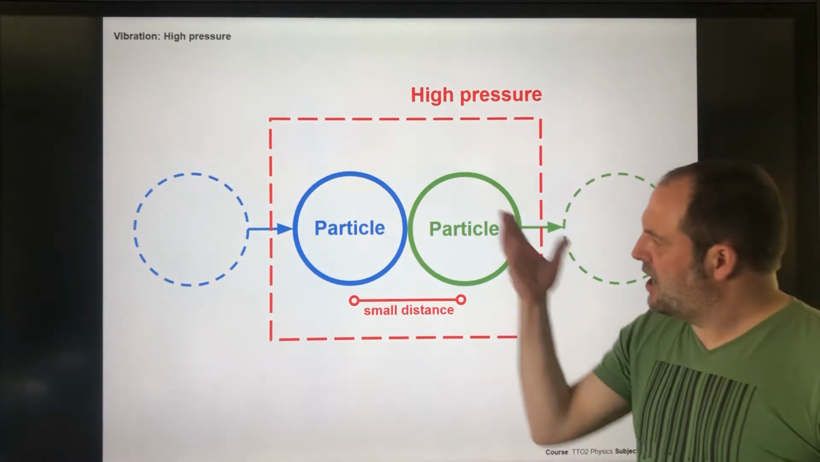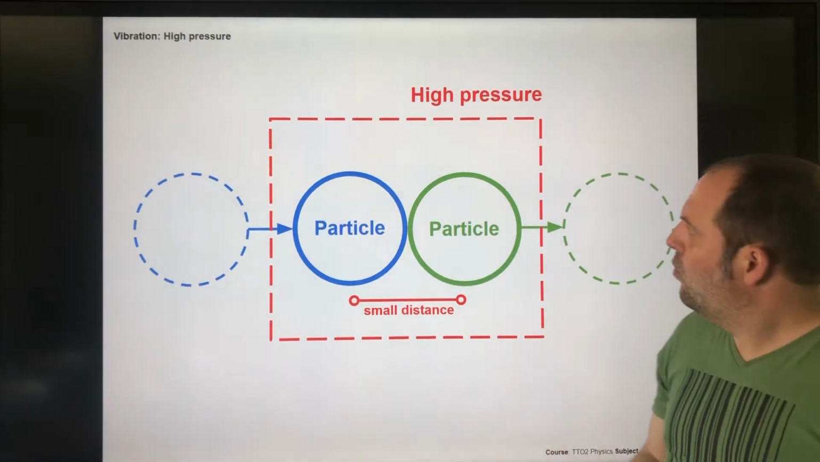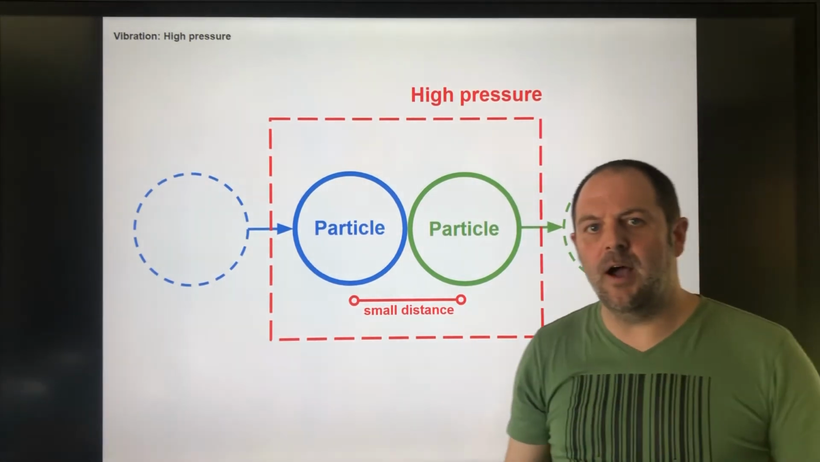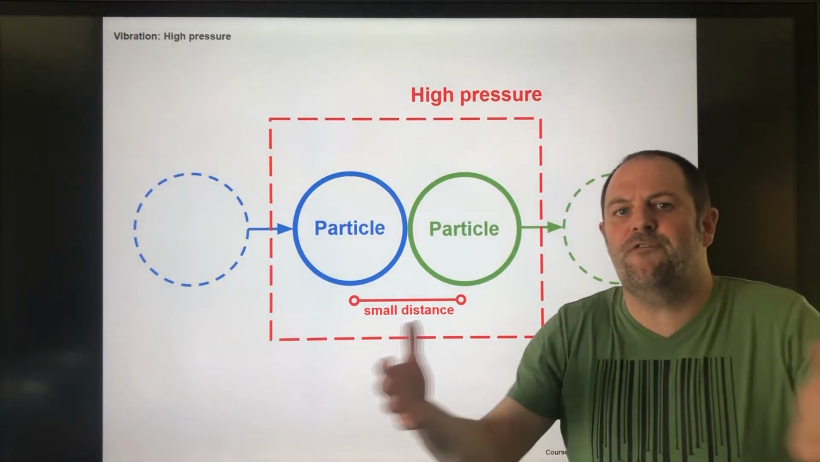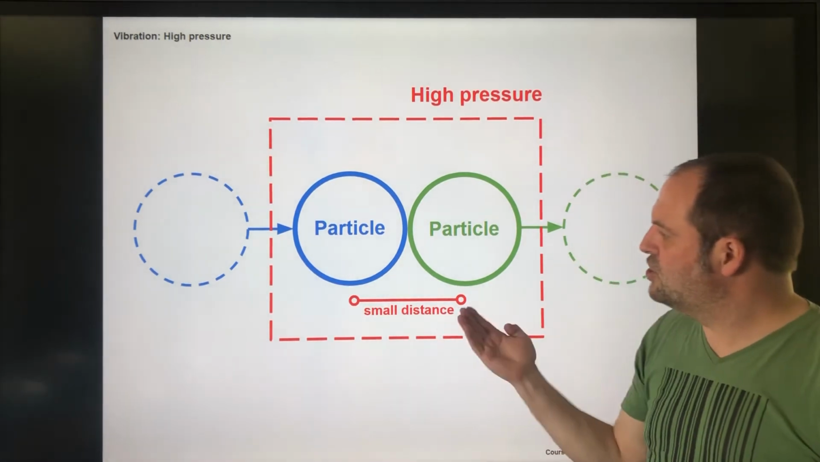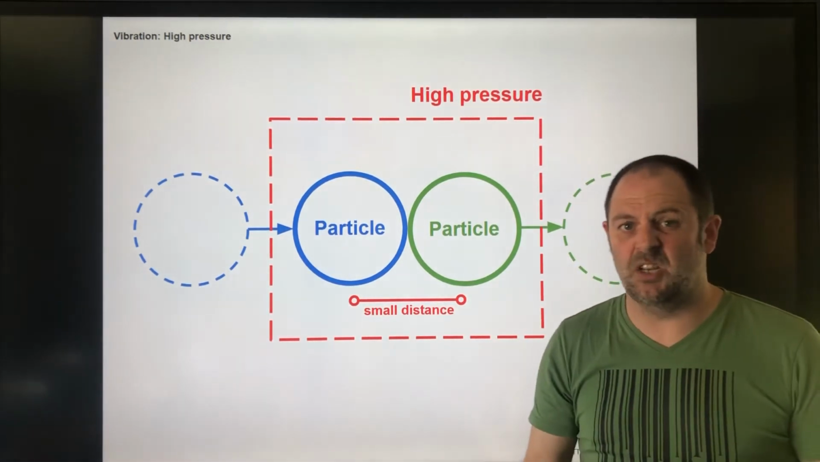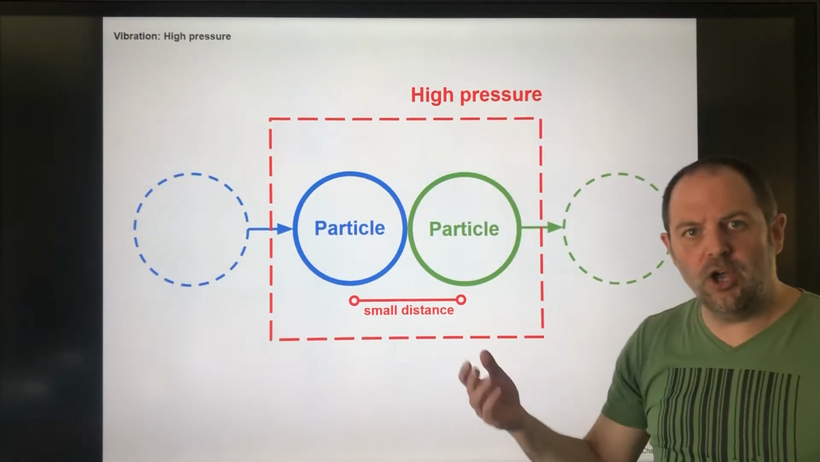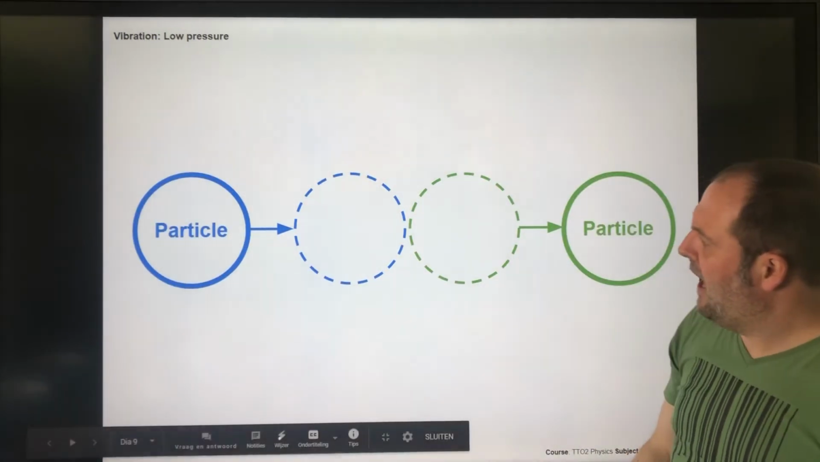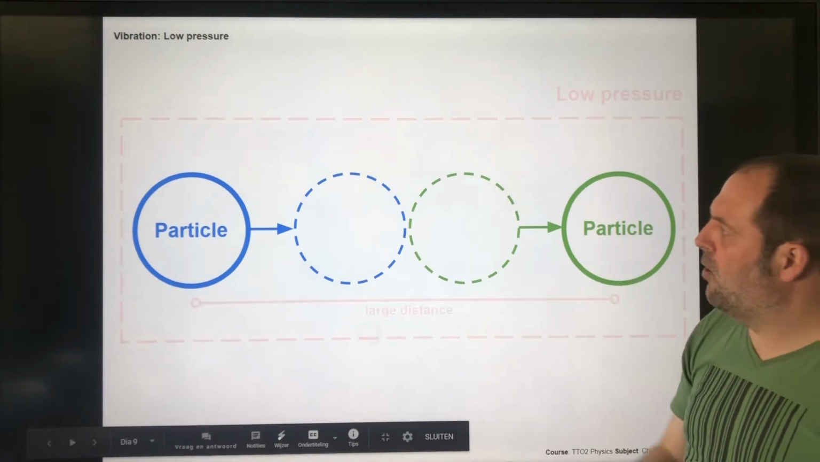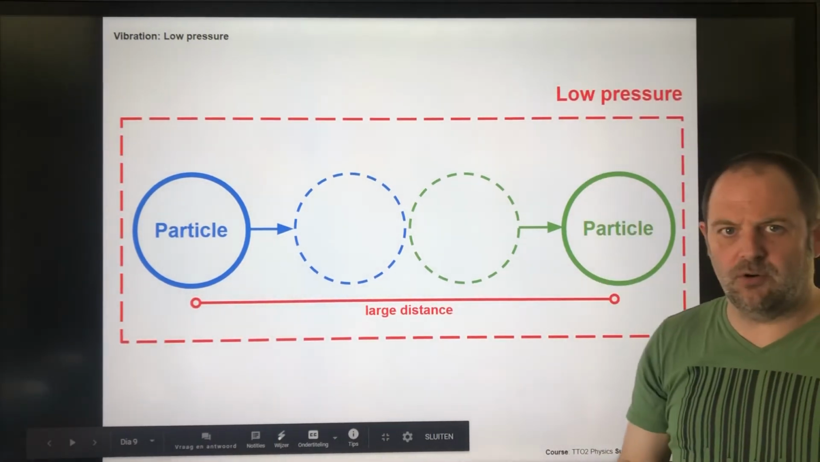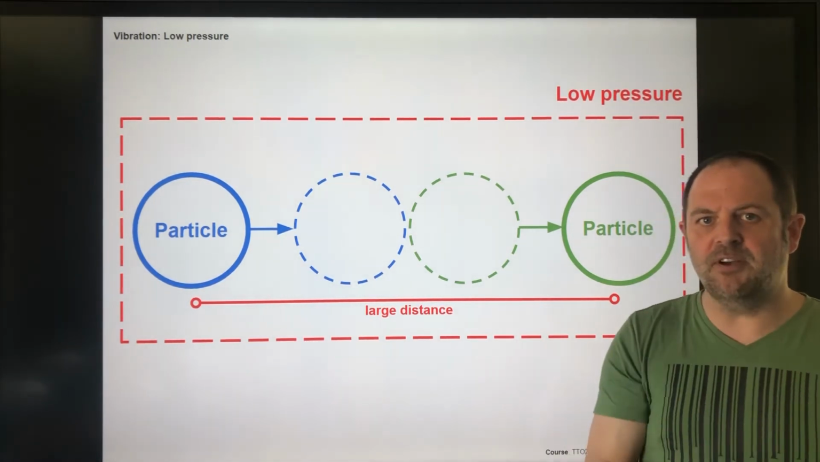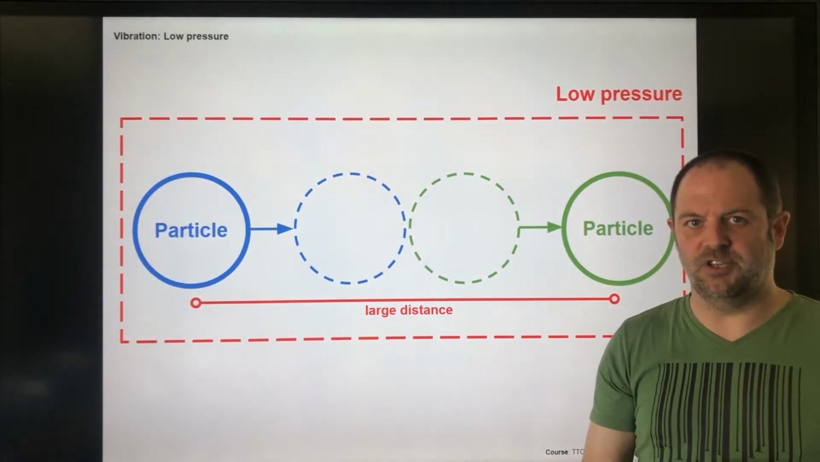If the particles are very close to each other, we call that high pressure. So when you're in a high pressure region, the molecules are very close to each other. There is a small distance between those molecules, actually almost no distance. The opposite can also occur, and that is when the molecules are very far apart, and we call that low pressure. There's a large distance between those two particles. So we have high pressure regions and low pressure regions.